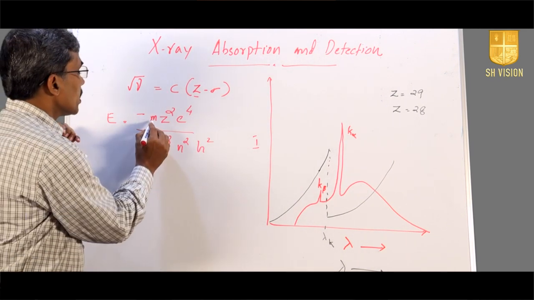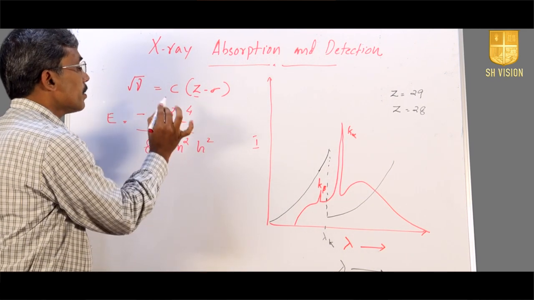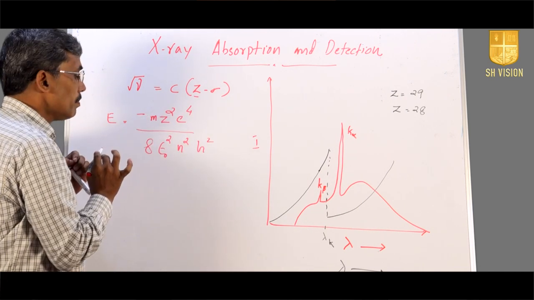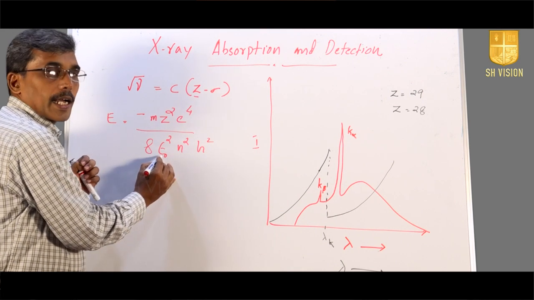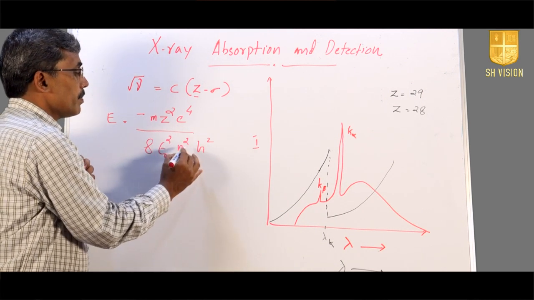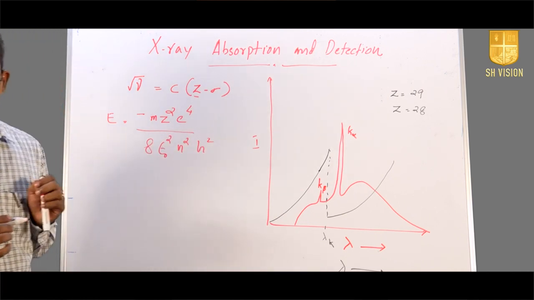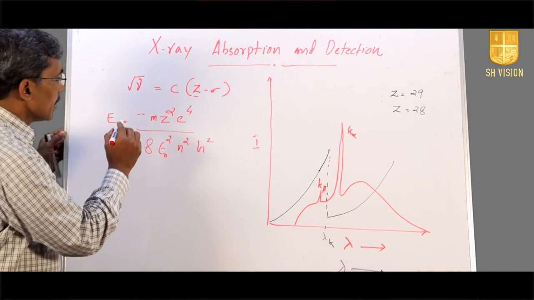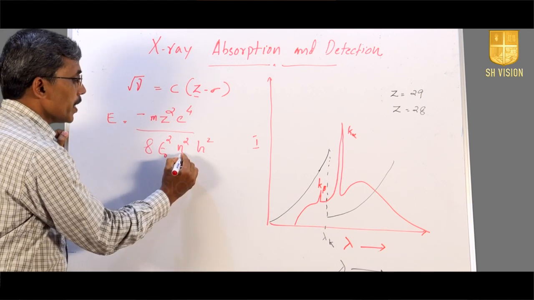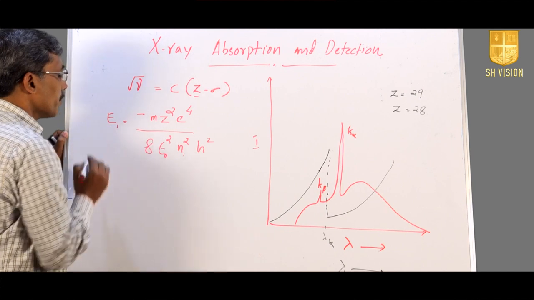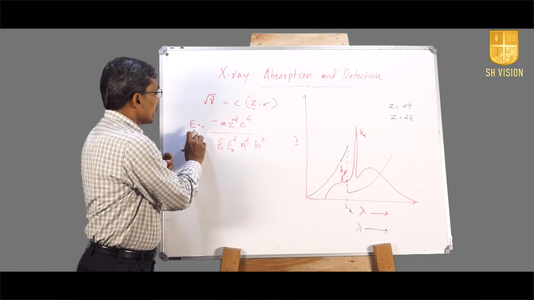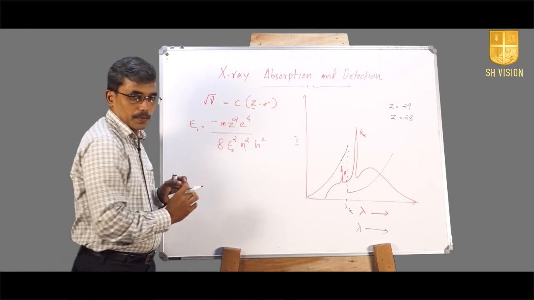So, where m is the mass of electron, z is atomic number, e is electronic charge 1.602 x 10^-19 coulomb, epsilon 0 is absolute permittivity, n is the orbit number and h is Planck's constant. In this case, suppose it is K orbit, then this will be n1 and this will be the energy of the first orbit. If it is L orbit, then we will have E2 and correspondingly n2.